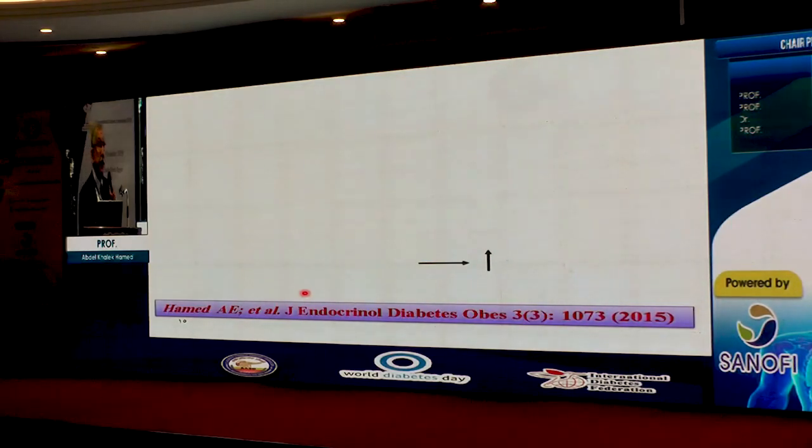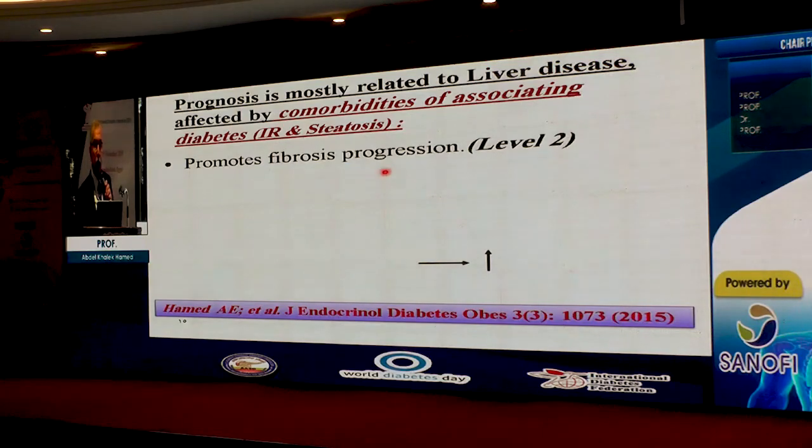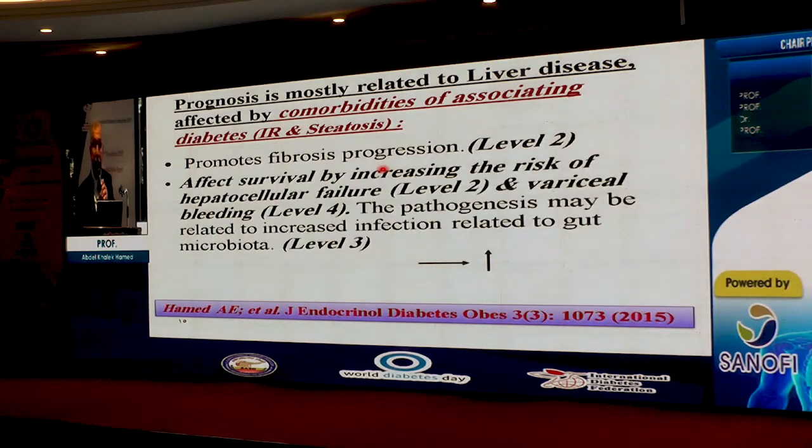ناو اف ذا انجيوباسيس ذا مايكرو اند ماكرو انجيوباسيس ار نوت ذا كلينيكال امباكت وات از the clinical impact of diabetes associated liver disease. The prognosis is mostly related to liver disease affected by comorbidities of associated diabetes. The insulin resistance and steatosis. وجود الديابيتس هيبروموت الفيبروزس بروجريشن. We affect survival by increasing the risk of hepatocellular failure and the varicea bleeding, the vasogenesis may be related to increased infection, again related to gut microbiota.